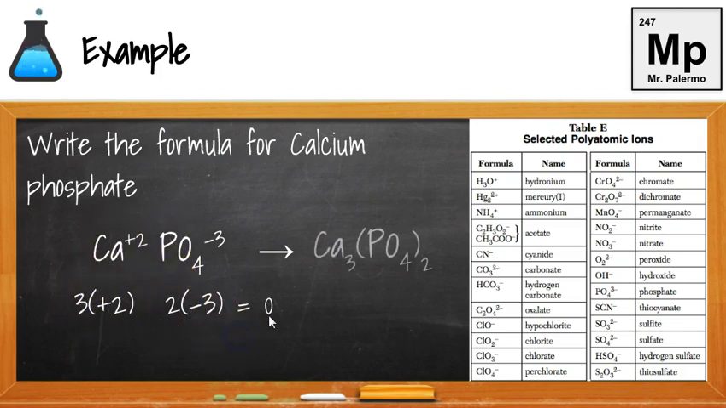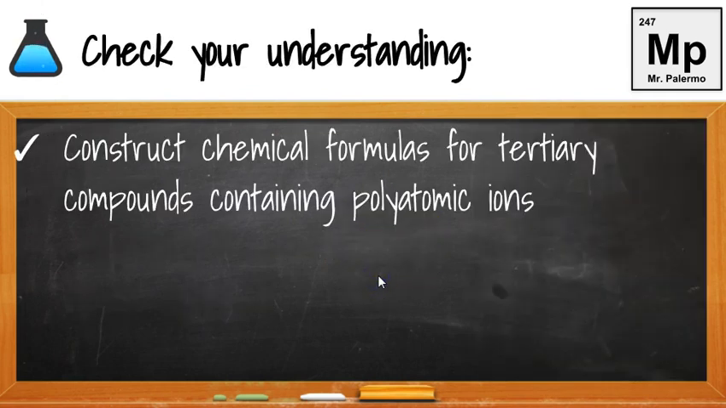And so I'd write Ca3, 3 calcium indicated here. That gives me a +6 charge. And then to show that we have 2 of this phosphate, 2 of this polyatomic ion, I put the ion in parentheses and then put the 2 outside the parentheses, indicating I have 2 of this entire unit, 2 of this PO4 ion. So let's check your understanding. Can you construct chemical formulas for tertiary compounds containing polyatomic ions?